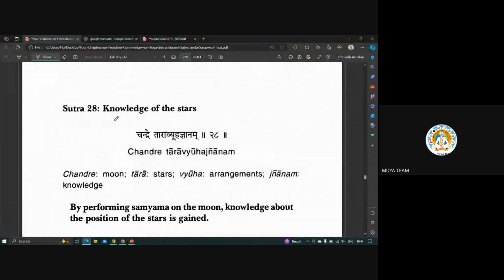Yes. Next is sutra number 28. How is the yogi able to get the knowledge of the stars? As you know, our science at present is only able to notice one solar system that has 8 or 9 planets, with the sun there. But our ancient texts are telling that there is not only one solar system, but thousands of solar systems in space. Maybe after a few years science will get that knowledge also. Apart from this solar system and this sun, hundreds and thousands of other suns are also present.